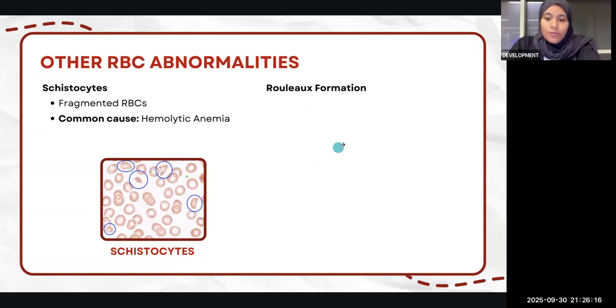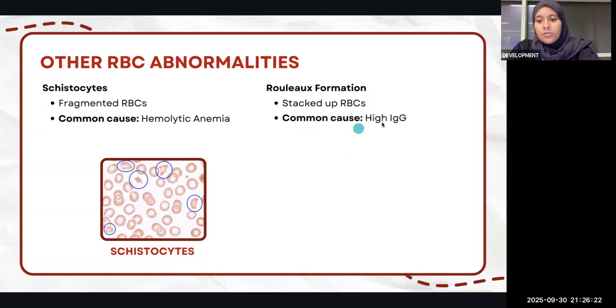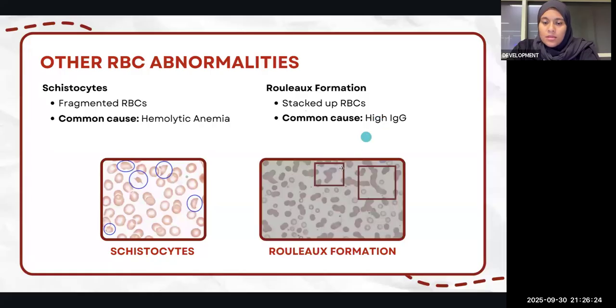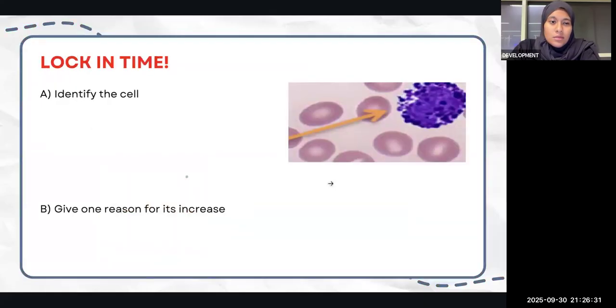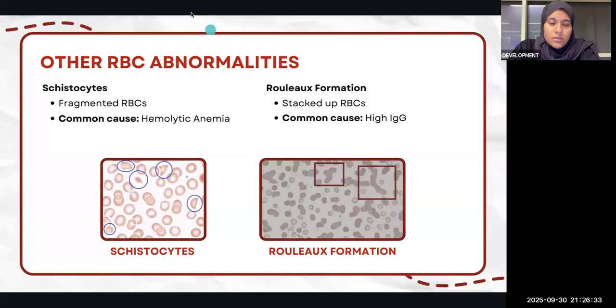Rouleau formation basically just means stacked up RBCs. So a common cause would be high antibody count or IgG. And this is how it looks like. You just see a bunch of RBCs stacked up upon each other. And that's it. Before we go to the question, let me see if you guys have questions.